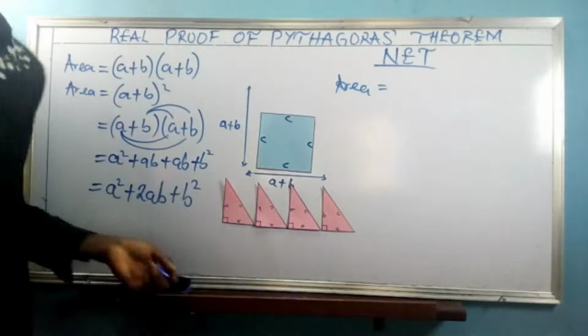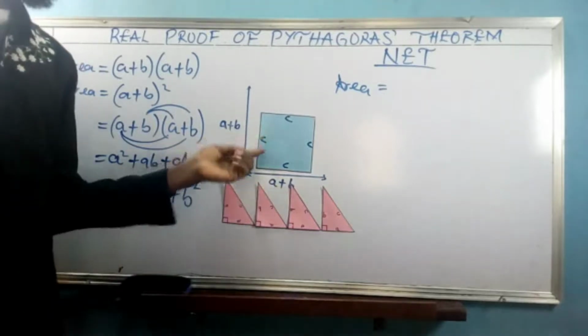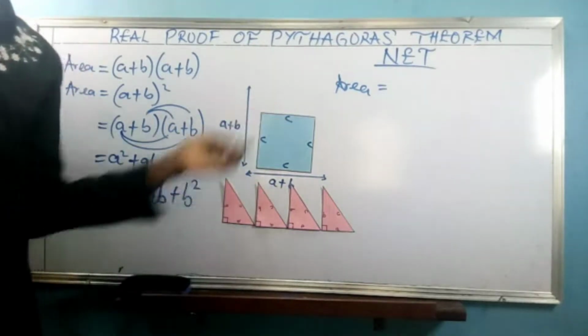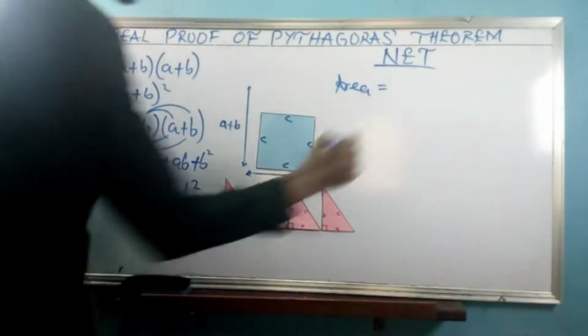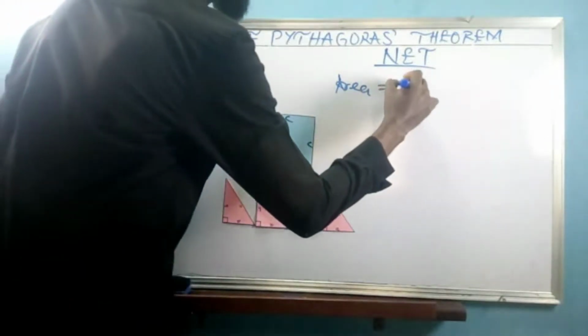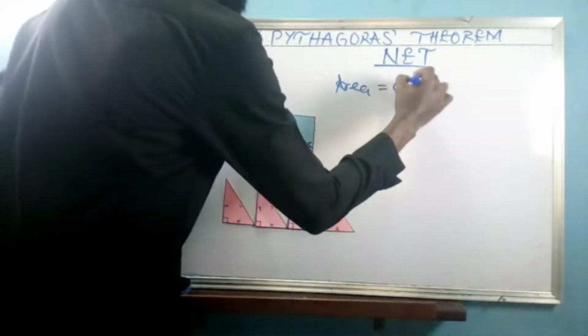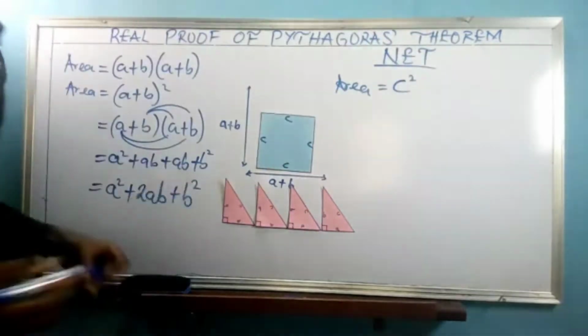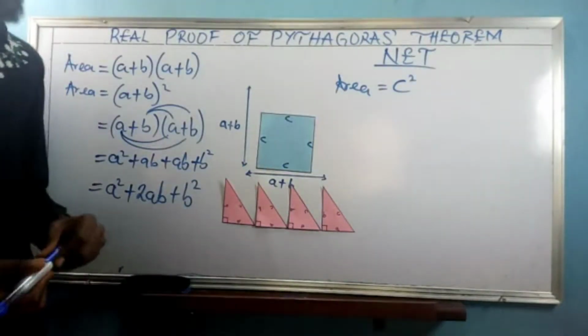C times C. Isn't it? C times C. Length times length. Okay? So we have C times C, which will give us C square. Let's go like that straight. C square. Do we see that?